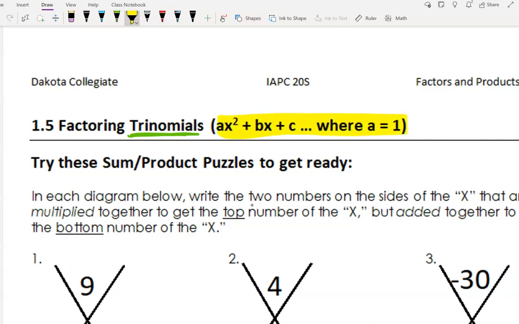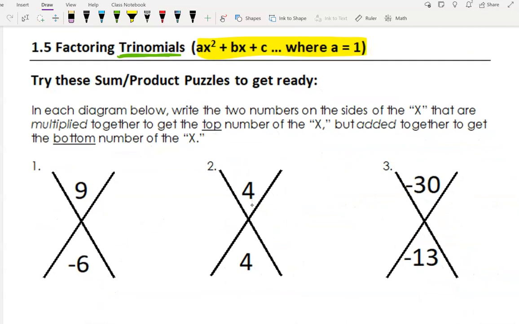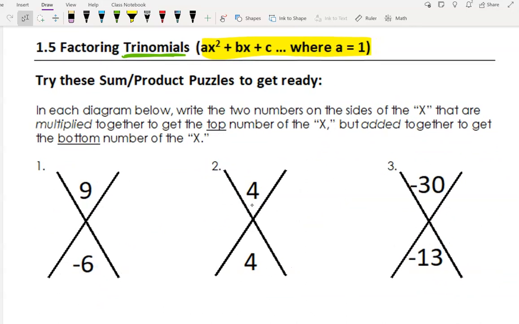And in today's lesson, a will always be 1. In other words, the things you're going to factor will always look like x squared. There will not be a number in front of here, or 12 or something like that. Not today. We'll get to there in another lesson. Today it starts with a 1x squared. Okay, before we get going into those kinds of questions, let's try a couple of puzzles to start.